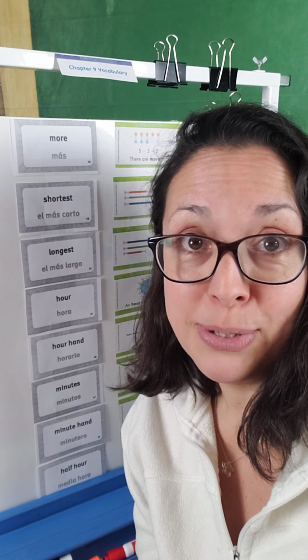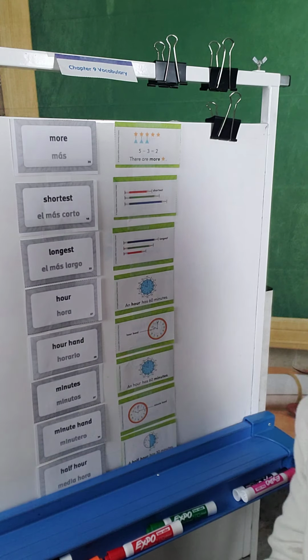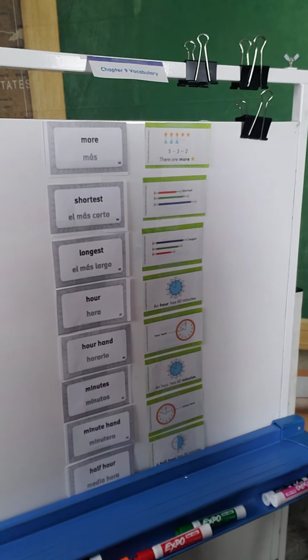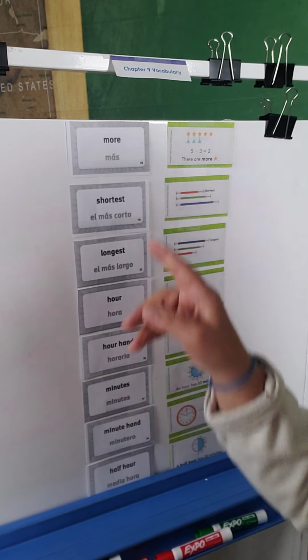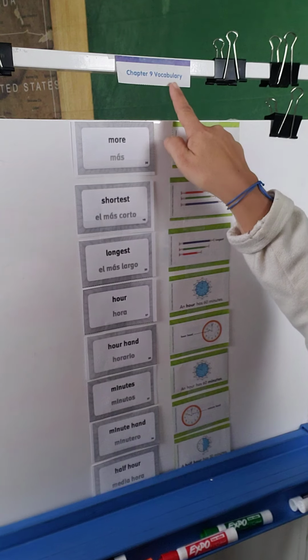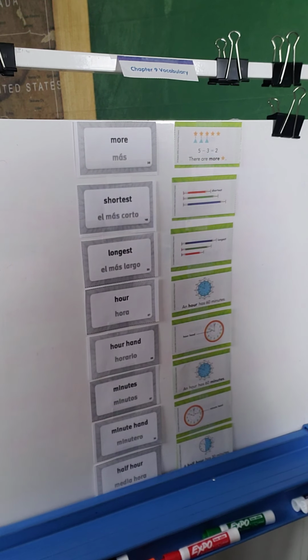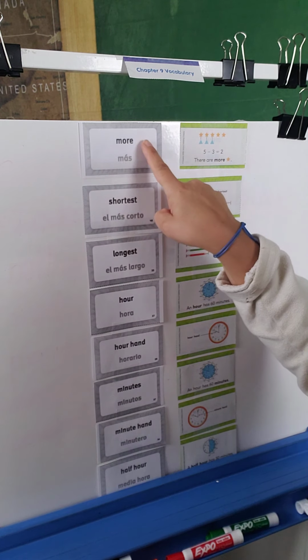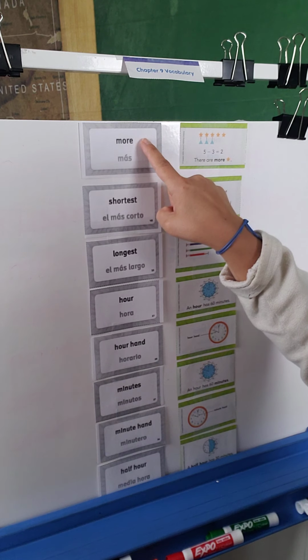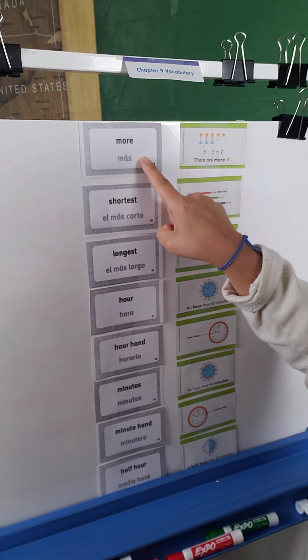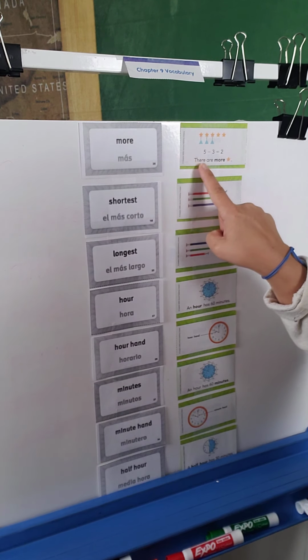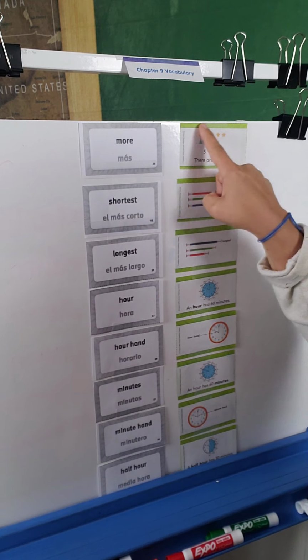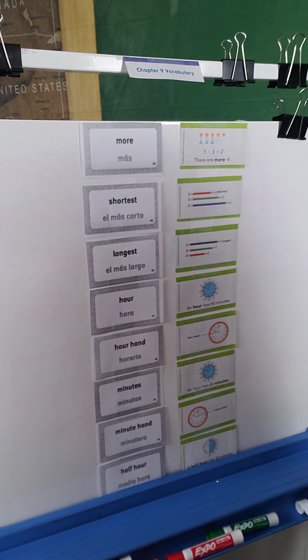Lo mejor que podemos. All right, so let's take a look. All right, so this is chapter 9 vocabulary. Es capítulo 9 vocabulario. The first word is more, más. For example, there are more stars in this picture than triangles.